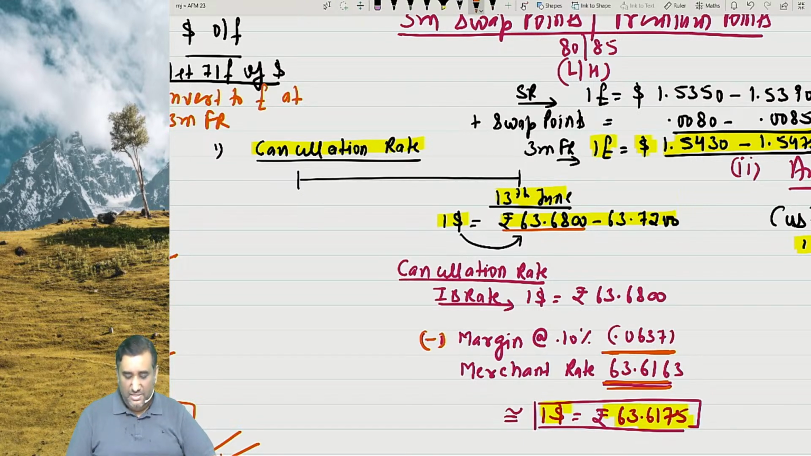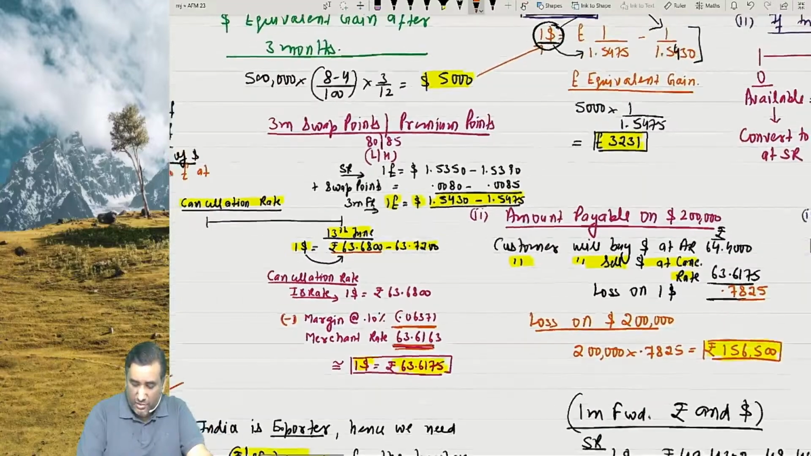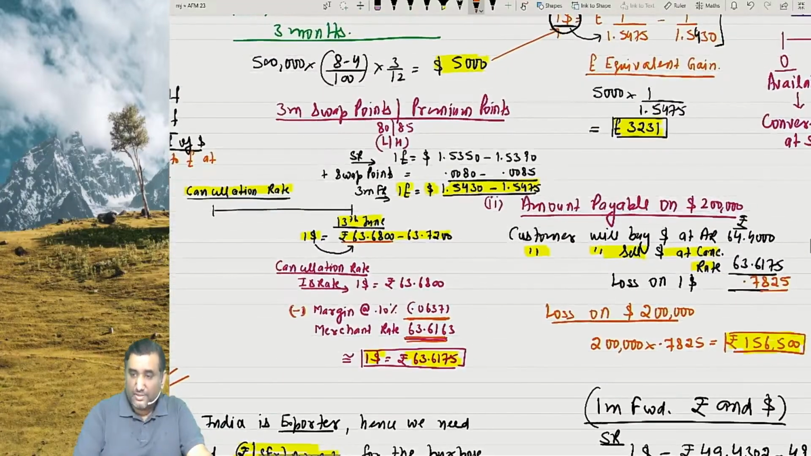Then the second part he is asking: once you do this, the cancellation rate is a selling rate for the importer. The importer will buy at the agreed rate and sell at this rate, and the difference between them would be a loss or gain. Second part is that only. He said find gain or loss, the amount payable on 2 lakh dollars.